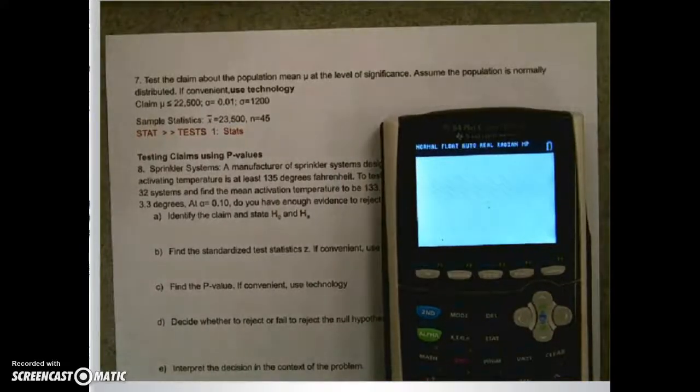Okay, so here we are at number 7. Test the claim about the population mean at the level of significance. Assume that the population is normally distributed. If convenient, and it will be, we are going to use technology.